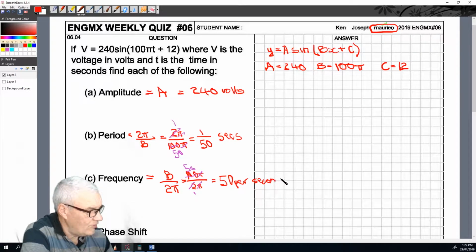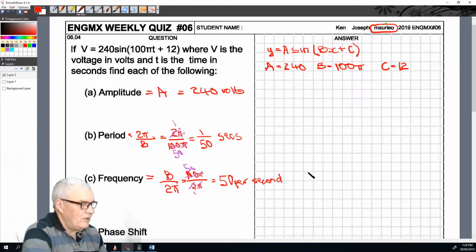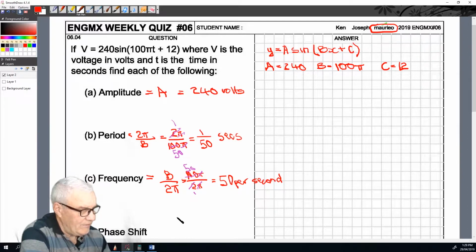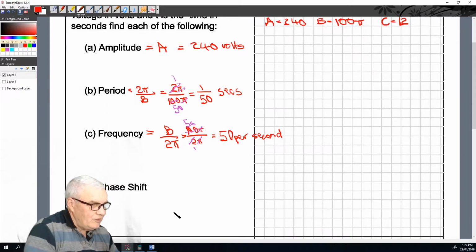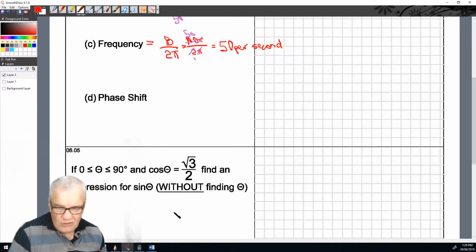It's 50 per second, that's the number of times. In this case, that's the frequency. Now the phase shift, we just need to go down a little bit on the phase shift here.